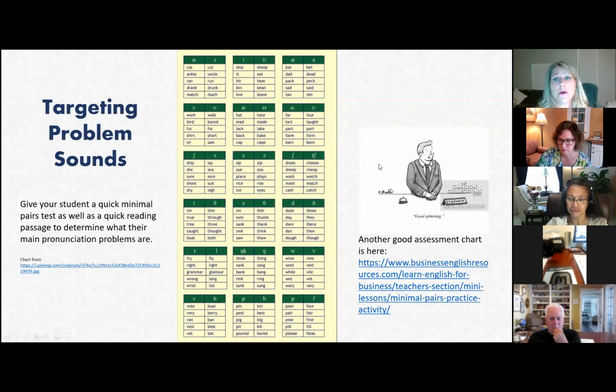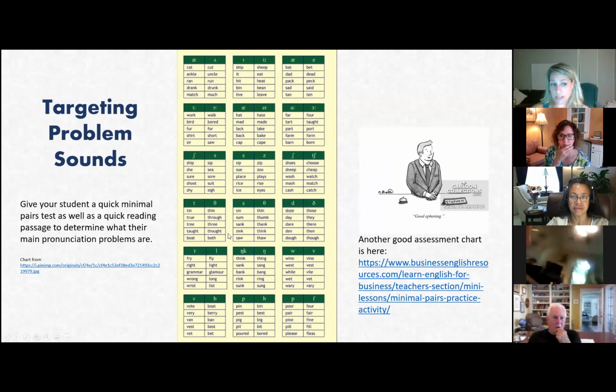Okay, so back to assessing your students. So you kind of look and see what problems they're having. I literally make them say these words side by side, and then I'll mark what I notice they're having trouble with. I've given you another assessment tool right here, which you can click on to help with minimal pairs and some of these problem sounds that they're having.